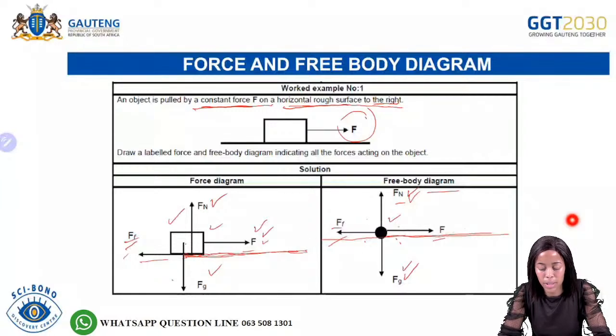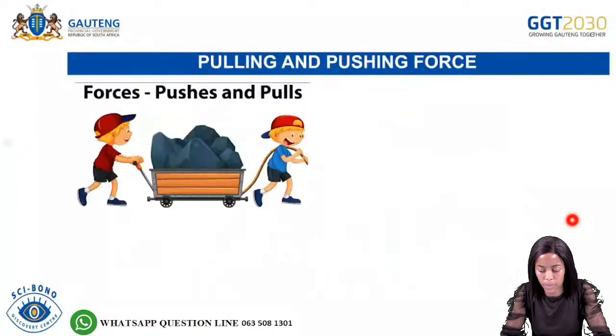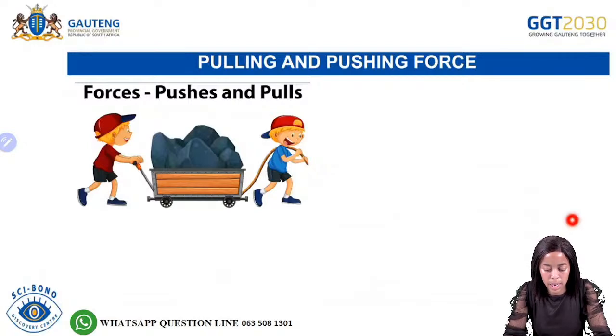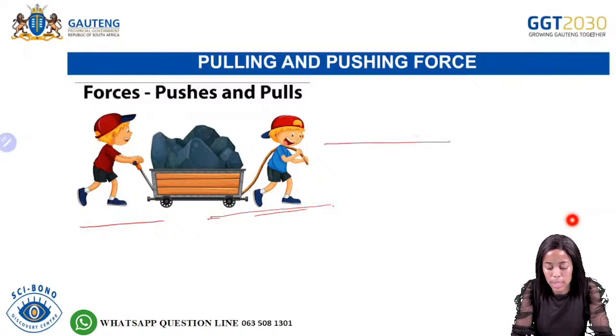And what did we say about the frictional force? We said that it needs to be parallel to the surface. So we have pulling and pushing forces. With the picture here, the boy on the right hand side is applying a pulling force, and the boy on the left hand side is applying a pushing force. If you are to represent that on your force diagram, you would represent it in the following way.